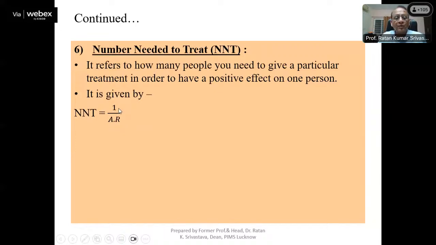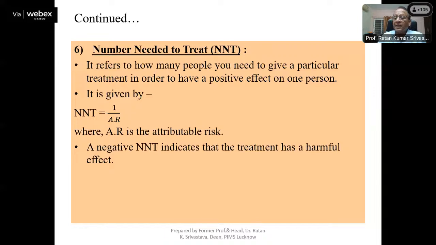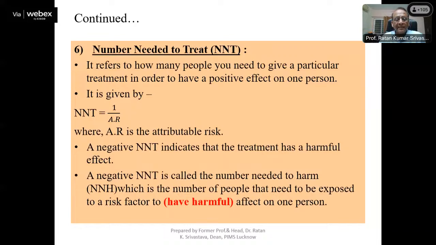In our case, it was 4. So I will say 1 by 4. It means how many people you need to give a particular treatment in order to have positive effect on one person, means how many people will be cured, where AR is the attributable risk. Negative NNT indicates the treatment has a harmful effect. A negative NNT is called number needed to harm, which is the number of people that need to be exposed to a risk factor to have harmful effect on one person.